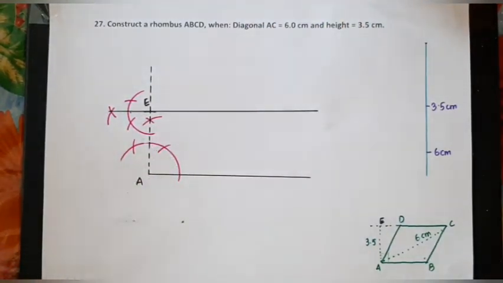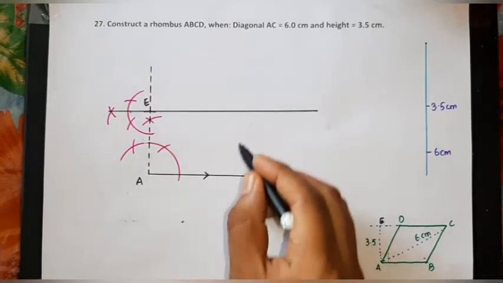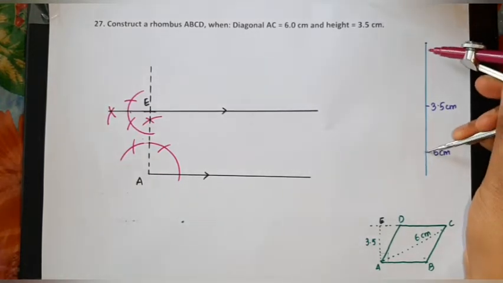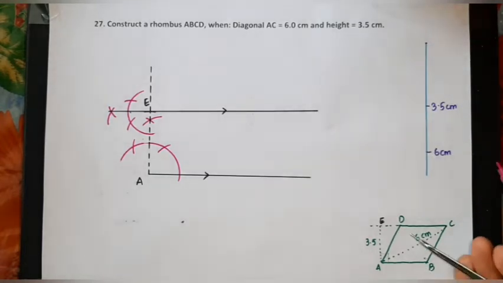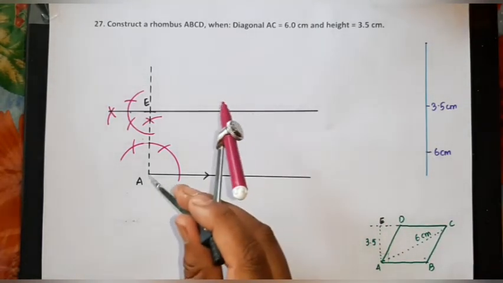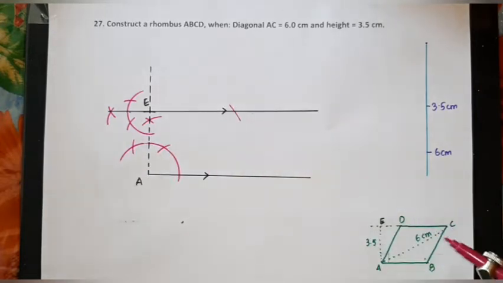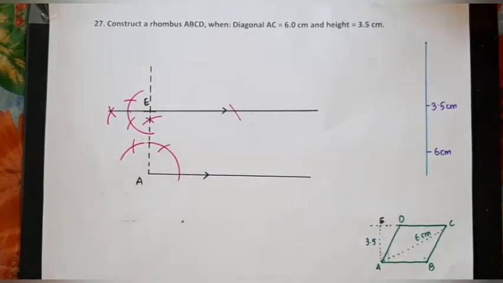Okay, so I have drawn parallel lines, so these two are parallel to each other, right? Now let us take 6 centimeter from A. Let me measure 6 centimeter, and let me cut this parallel line from A. So from A I'm cutting this parallel line, and this point will be my point C.